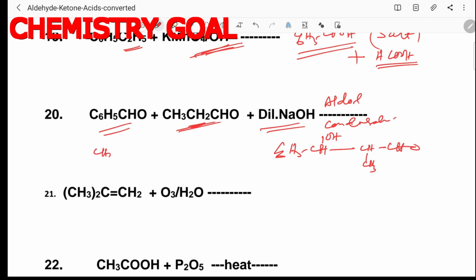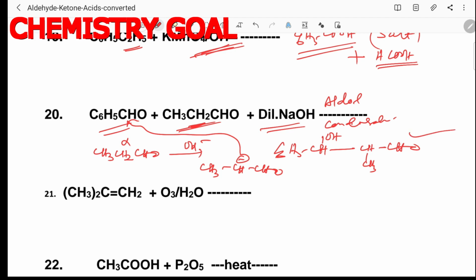First step what happens, CH3CH2CHO in presence of OH minus first loses hydrogen from alpha carbon. The result is CH3CH minus CHO. Then it attacks as a nucleophile. It attacks the carbon center of benzaldehyde. That's why the product is C6H5CHOH, then CH3CHO.